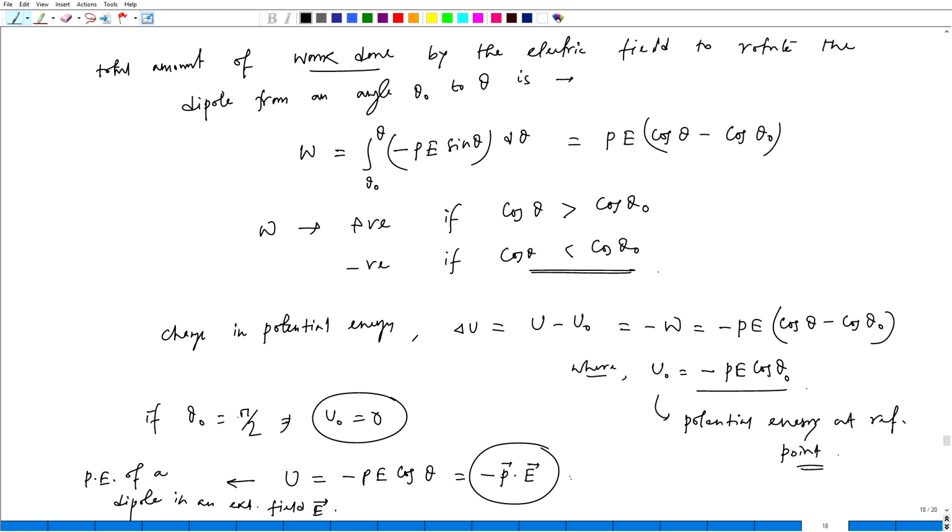In the next class we will see what happens when the dipole is placed in a non uniform electric field. In that case both torque and force are present, and we will discuss that in the next class. Thank you.